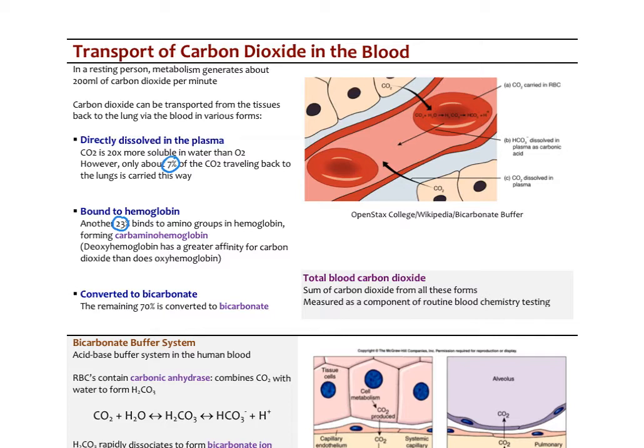But the majority of carbon dioxide is actually dissolved in the blood as bicarbonate. And I'll talk about that next, but that's going to be the major transport mechanism of carbon dioxide. The total blood carbon dioxide is the sum of carbon dioxide from all these forms. And this can actually be measured as part of routine blood chemistry testing. We can measure the total amount of CO2 in the blood.